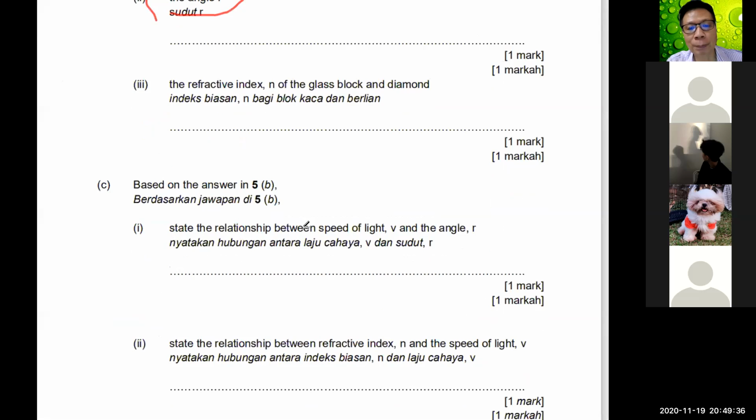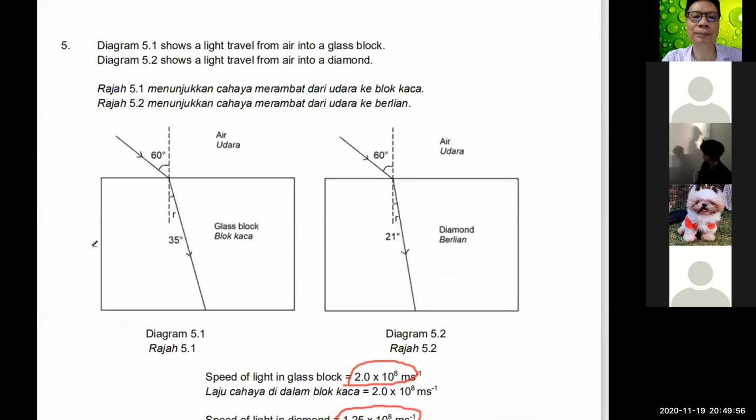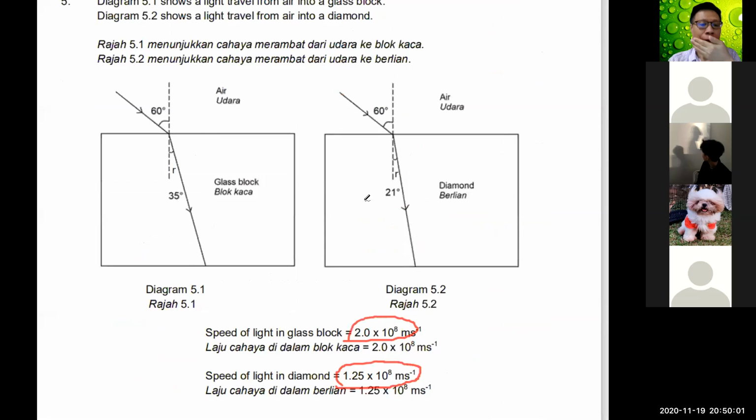State the relationship between the speed of light and the angle R. Now you go and write the answer. What is the relationship between the speed and the angle R? You see the diagram, you know already. Here it is faster, isn't it? Higher speed here, lower speed here. When the speed is higher, the angle R is bigger. When the speed is slower, the angle R is smaller. So what is the relationship?